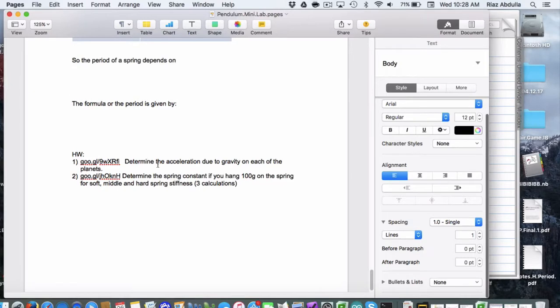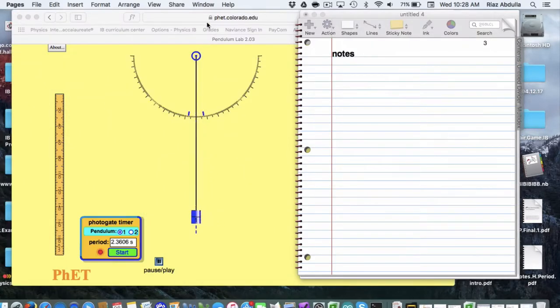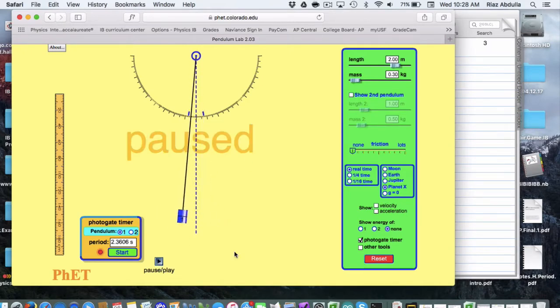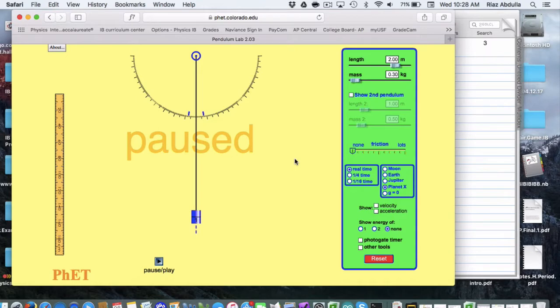I told you to determine the acceleration due to gravity on each of the planets if you go to this link. So let me show you how this works. For example, here, we're going to pause it. I'm just going to reset. First of all, when you actually go into this, I'm just going to reload it so you see it from scratch.